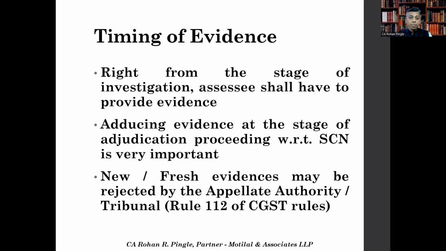Timing of evidence, very important. So right from the stage of investigation, the assessee shall have to provide what? Evidence. So adducing evidence at the stage of adjudication proceedings with respect to show cause notice is very important. New fresh evidence may be rejected by the appellate authority or tribunal as per Rule 112 of the CGST Rules.